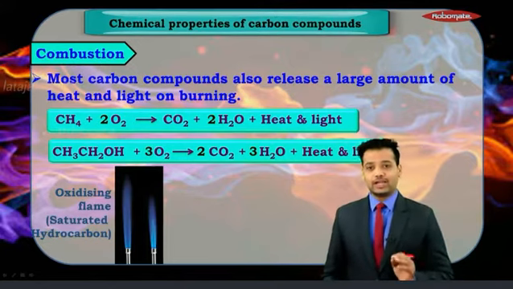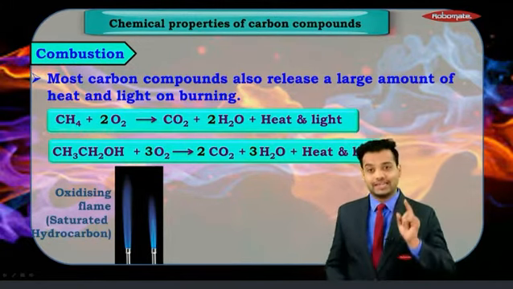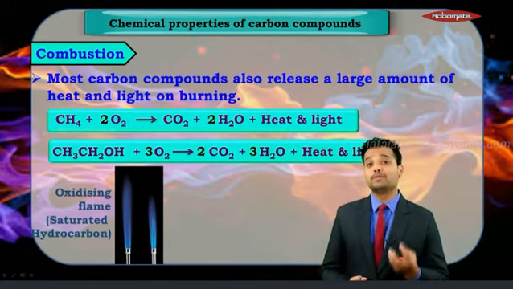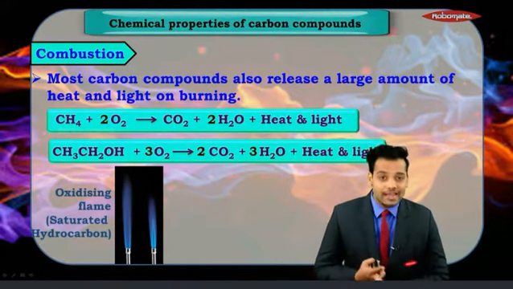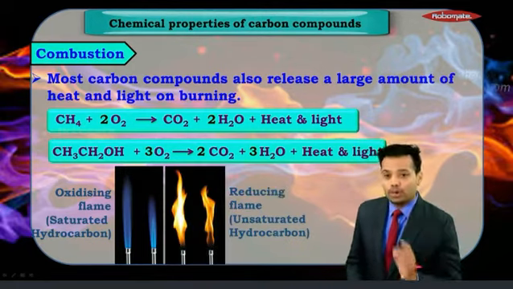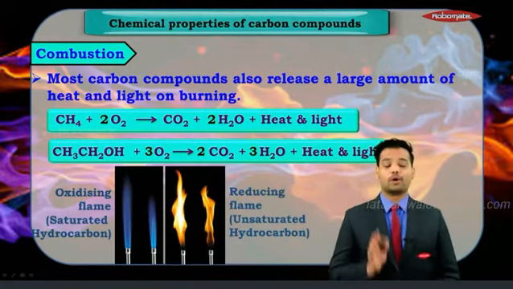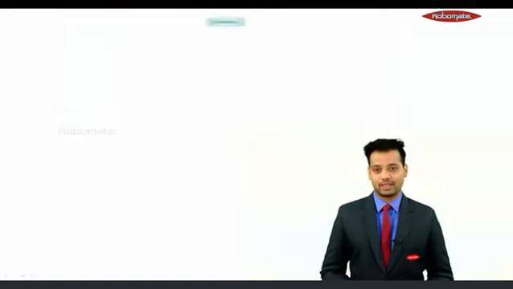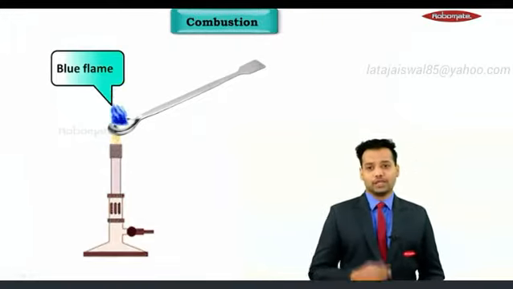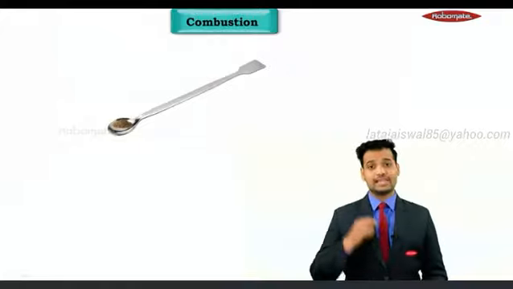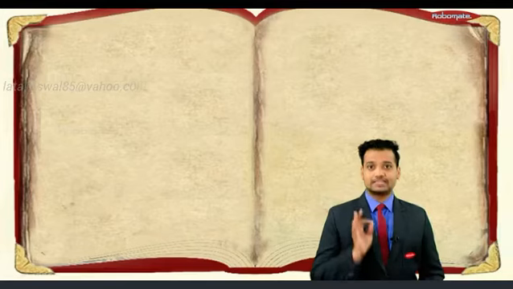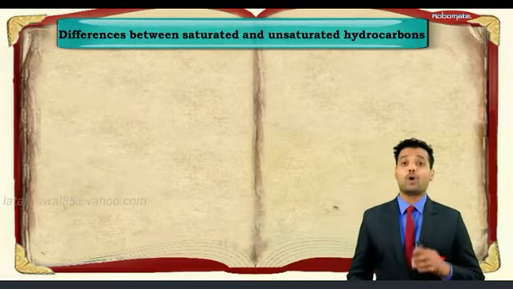Oxidizing flame, saturated hydrocarbon. Now all the saturated hydrocarbons containing a single bond will burn with a blue flame. That is why you see your ghar ka gas burning with a blue flame. That is why you will see candles burning with a yellow flame. You will see matchsticks burning with a yellow flame because all unsaturated hydrocarbons, meaning a double or triple bond, have a reducing yellow color flame. So combustion, simple, saturated hydrocarbons, burn it, you'll get a blue flame. So this is a huge saturated hydrocarbon. Similarly, take an unsaturated hydrocarbon, burn it, you'll get a yellow flame.